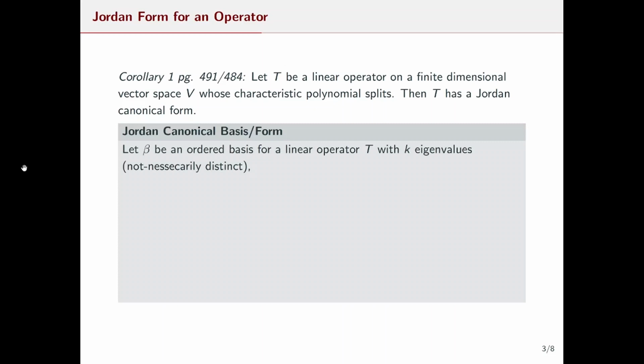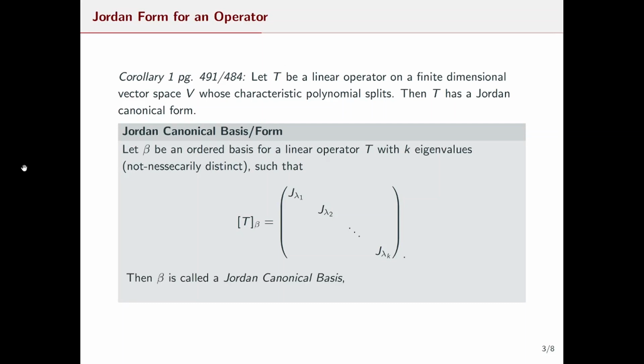And it's defined as follows. If we let beta be an ordered basis for our linear operator T that has k eigenvalues that don't need to be distinct, we'll see later, such that the matrix representation of T with the ordered basis beta is just the matrix that has as its diagonals the Jordan blocks that correspond to the eigenvalues of T. In this case, we call beta a Jordan canonical basis, and we call the matrix representation of T with this ordered basis the Jordan canonical form for T.